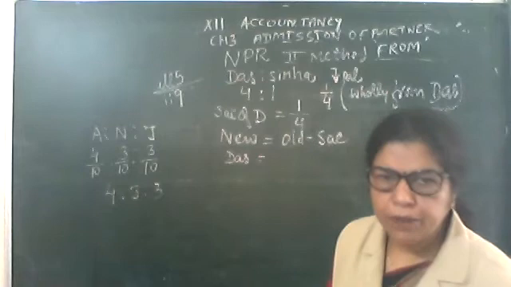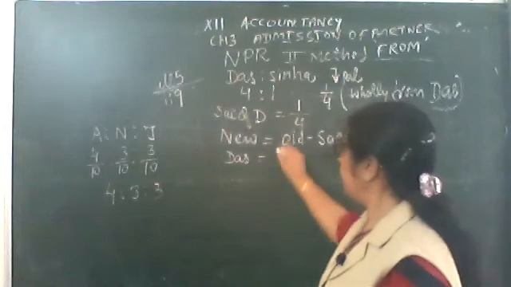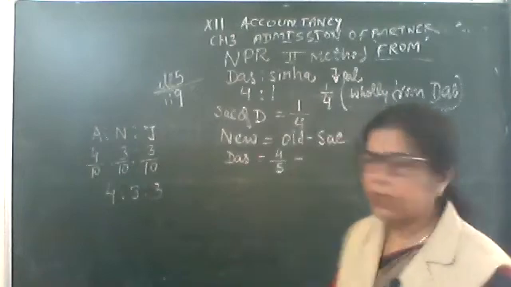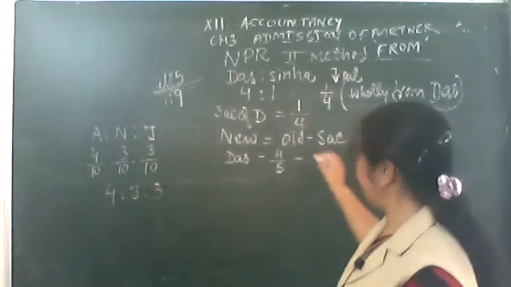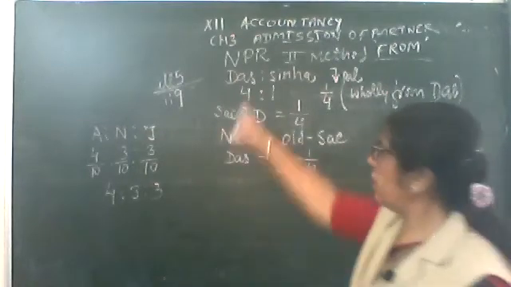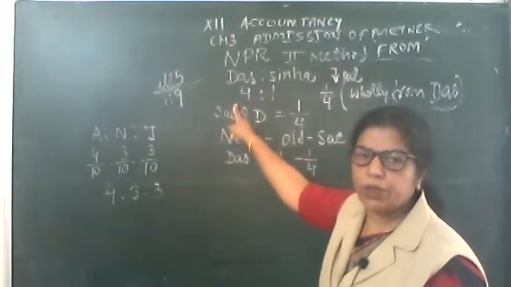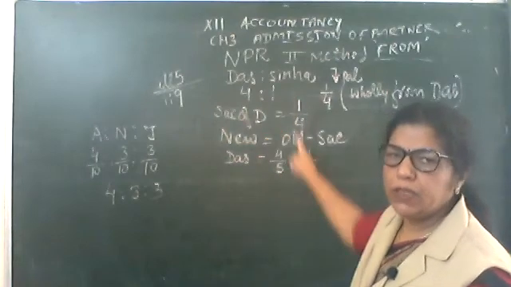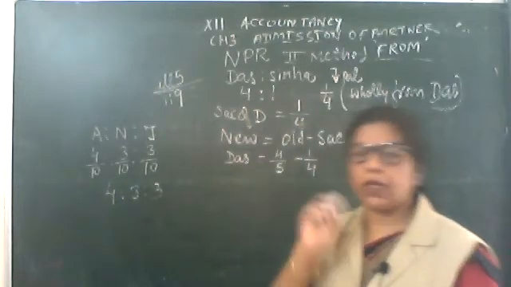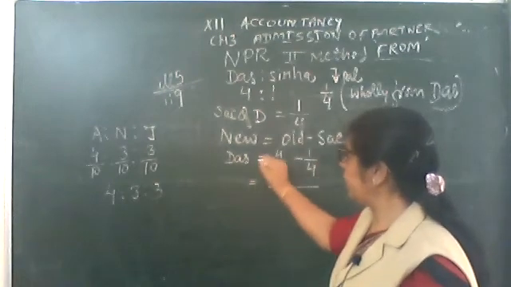Yes, look at the board. What is Das's share? 4/5. Very good. And he is sacrificing 1/4. Children, got it? This is the old ratio. 4:1 means 4/5. The sacrifice of Das is 1 by 4, wholly by Das only. We first calculate the new ratio.